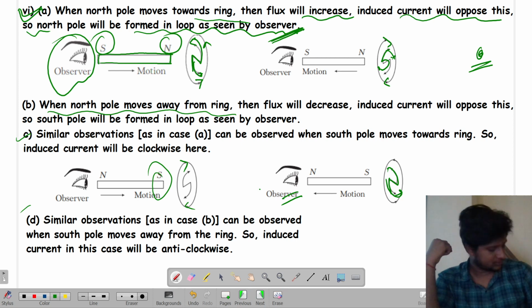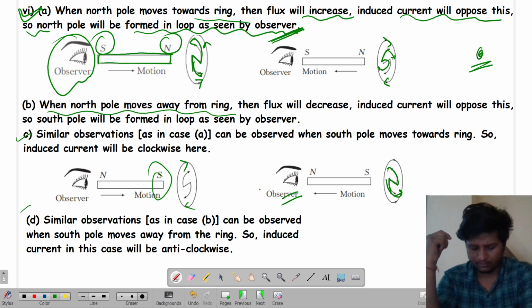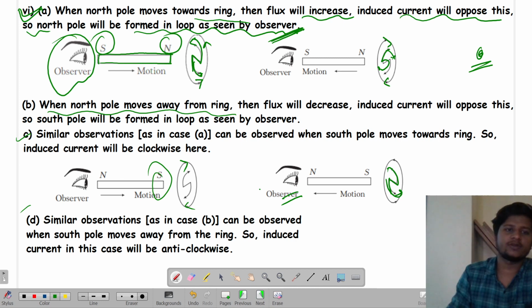Is this okay? Tomorrow we are going to do some problems based upon this. But one question we need to do right now. Can I move ahead? Can you write? It is given in DC Pandey.